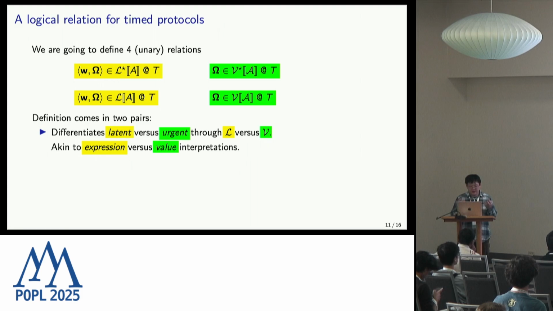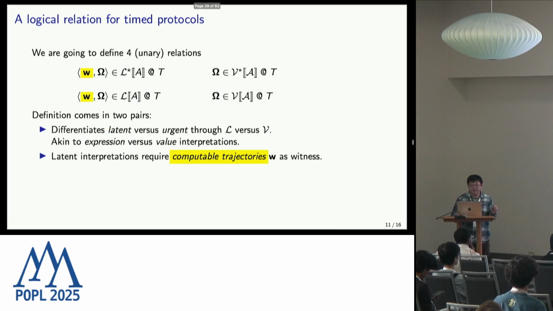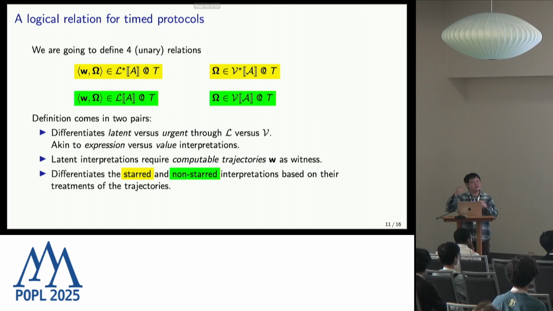The urgent interpretation says the configuration must be able to do the communication right now without any passage of time. And the latent interpretation says that the configuration is capable of doing something in the future, allowing the passage of time. Now, to account for the passage of time, the latent interpretation requires you to externally submit these called computable trajectories, which describe how the transition moves through time, as a witness. And it is exactly the treatment of the witness that enables the second dualizing pair, which is the upper and lower half. We will talk about how this works later.